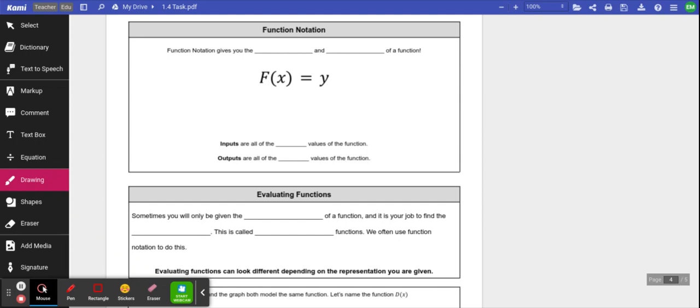Hey, Math One, we're going to do some quick notes on section or task 1.4, starting on page 28 in this box where it says function notation. So function notation gives you the input and the output of a function.